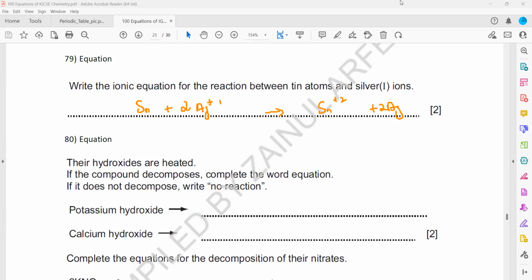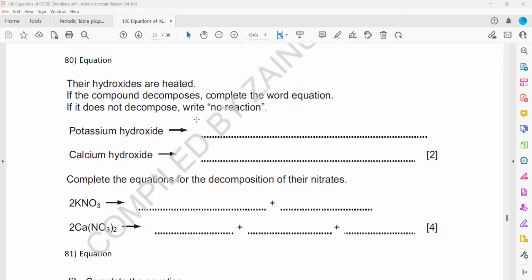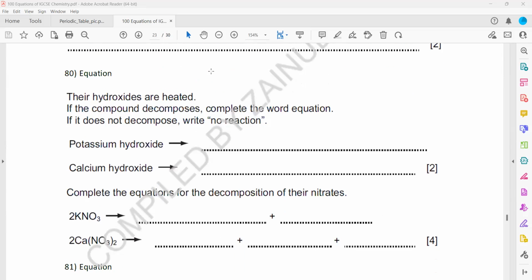The next question is about thermal decomposition. The hydroxides are heated. If the compound decomposes, complete the word equation. If it does not decompose, then write no reaction. If we heat potassium hydroxide, what will happen? No reaction, because potassium and sodium hydroxide are stable to heat and do not decompose. If we decompose calcium hydroxide, what is the product?